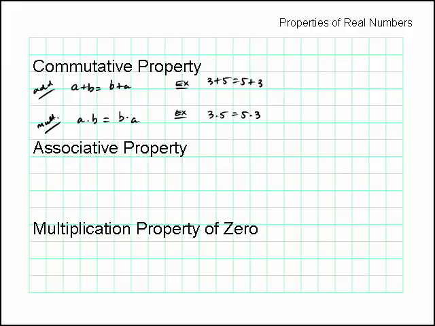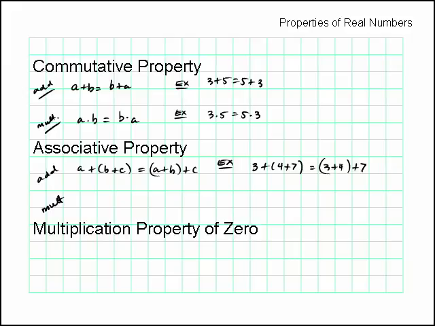The next property is the associative property. And yet again, we have one for addition, and then we're going to have one for multiplication. For addition, it's A plus the quantity B plus C is equal to the quantity A plus B, plus C. And what this is saying is that with addition you can add in any order you want. Doesn't matter what order you add your numbers in, you're going to get the same thing. For example, 3 plus, in parentheses, 4 plus 7, would be the same as 3 plus 4, then plus 7.